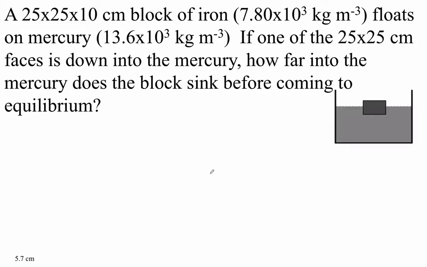A 25 by 25 by 10 centimeter block of iron floats on mercury. If one of the 25 by 25 centimeter faces is down into the mercury, how far into the mercury does the block sink before coming to equilibrium?